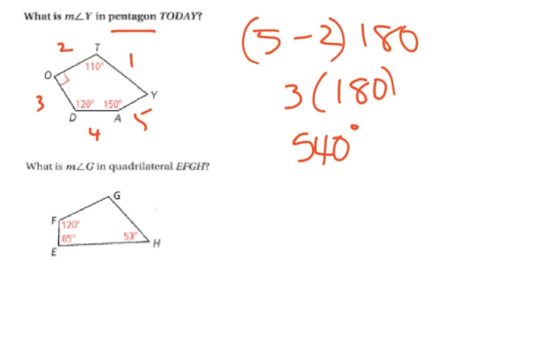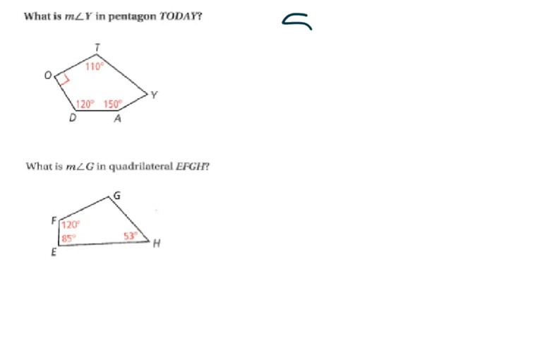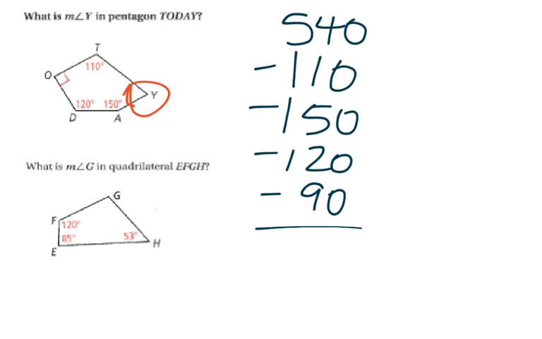That's where we are right now. So what we're going to do is take all of these numbers and subtract them from 540. So we have 110, we have 150, we have 120, and we have 90. And whatever's missing is this angle right here. That's what we're looking for, because that's what they're asking us for. What's the measure of angle Y?